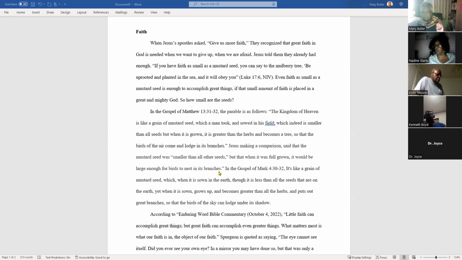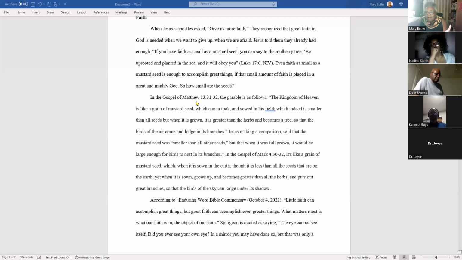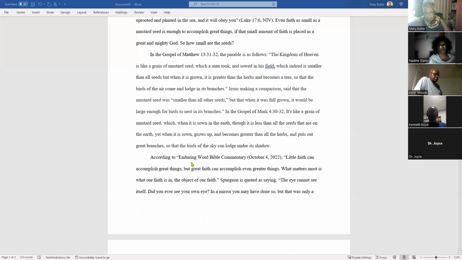All right. So then I told you what Matthew said. Now I'm trying to make this paragraph, I'm going to tell you what the Gospel said. Mark said, it's like a grain of the mustard seed. Then I went to my telephone to Enduring Word Commentary. Now, since I'm going to use what they said, I put the date after where I found it. So today I found it. Today the 4th, yeah. Enduring Word Bible Commentary.